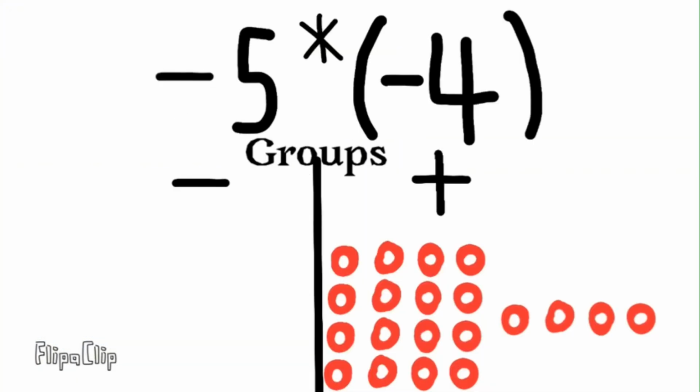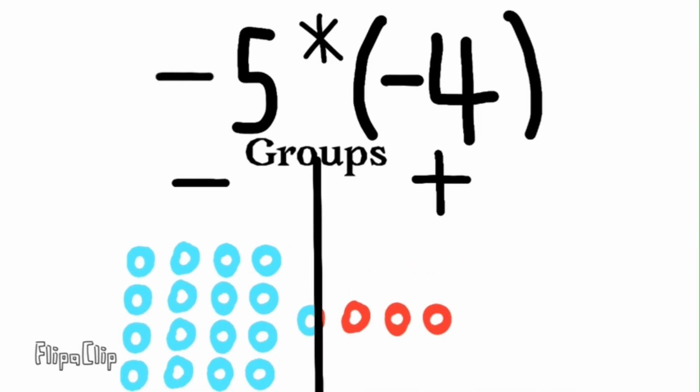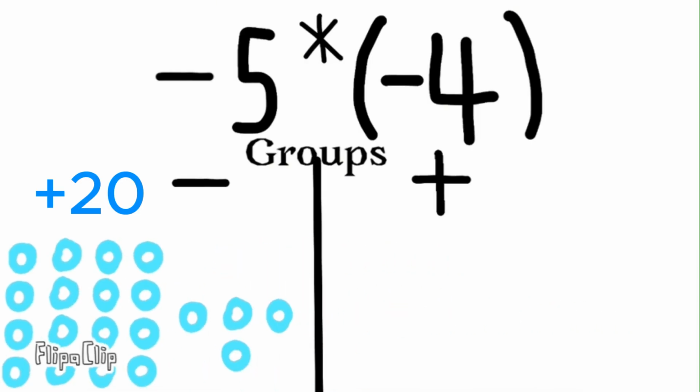Now back to over here, I'm going to do that same thing with this red negative 20 and pull it right across this group line, turning it into positive 20.